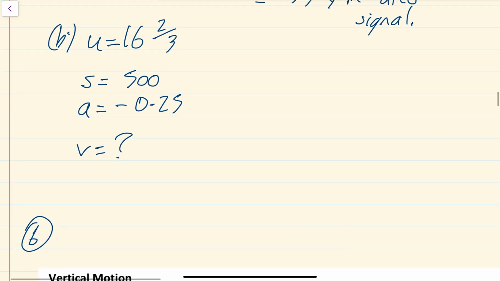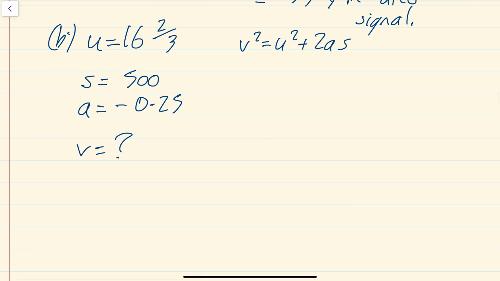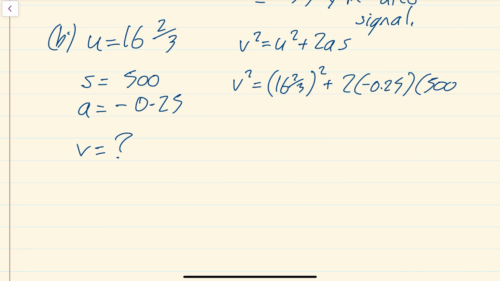Let's just go through that again. You've got your initial velocity, we did a wee bit of working out to find it was 16 and 2/3. His distance to the signal was 500 meters, and then the acceleration was minus 0.25. So you're going to use again V squared is equal to U squared plus 2AS. So V squared in this case is 16 2/3 squared plus 2 times my A, which is minus 0.25, times my S, which is 500.